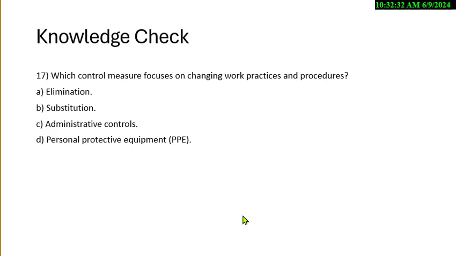Which control measure focuses on changing the work practices and procedures? A, elimination. B, substitution. C, administrative controls. D, personal protective equipment. What do you think?